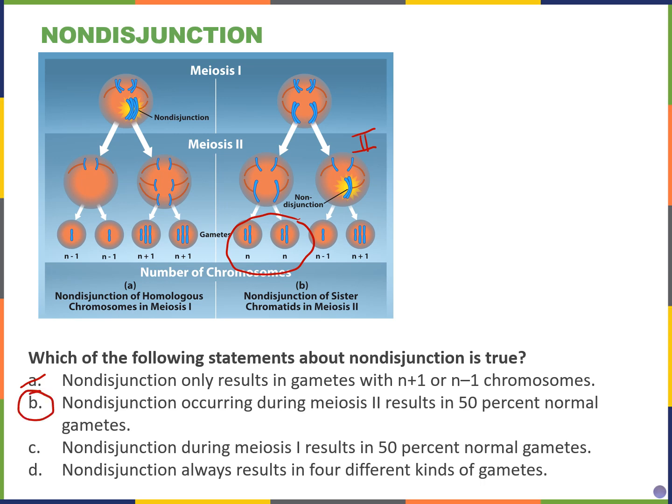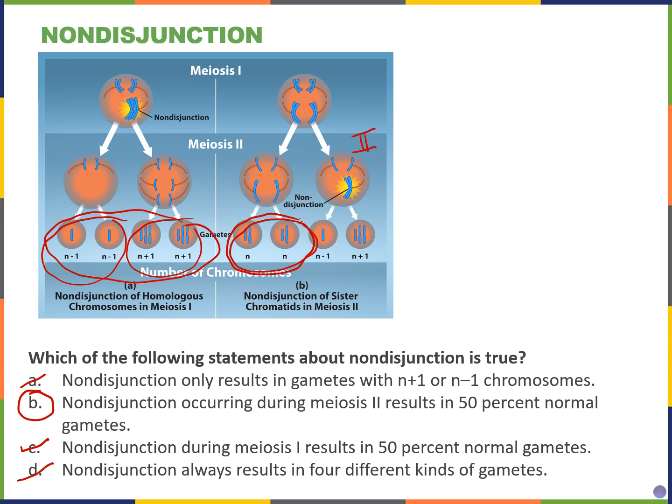Okay, let's look at C and D anyways. Nondisjunction during meiosis 1 results in 50% normal. So none of these are normal, so that's not true. It always results in 4 different kinds of gametes. Not necessarily. See, these 2 are the same, and these 2 are the same. So that one is also not true.